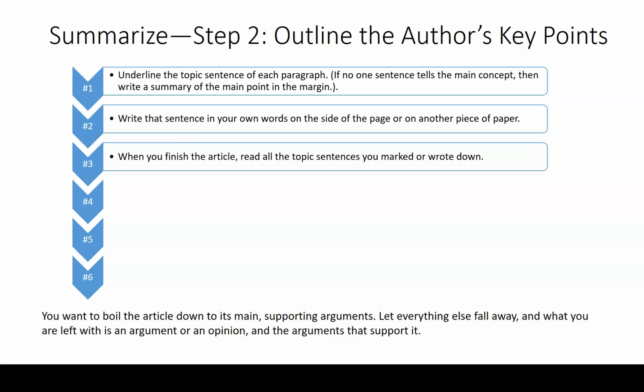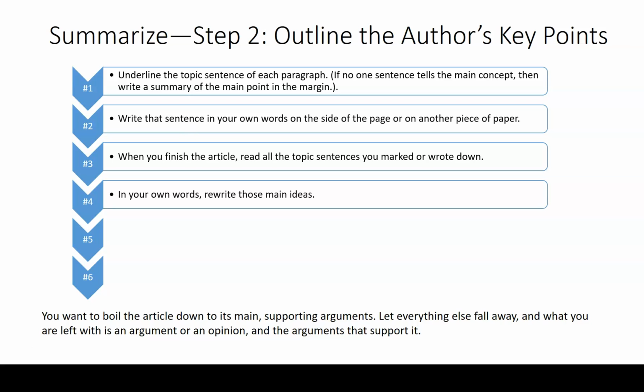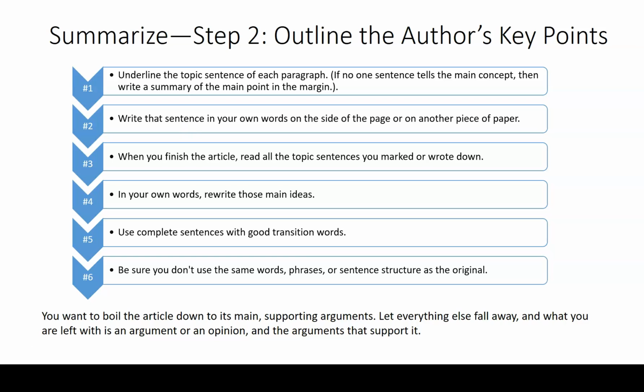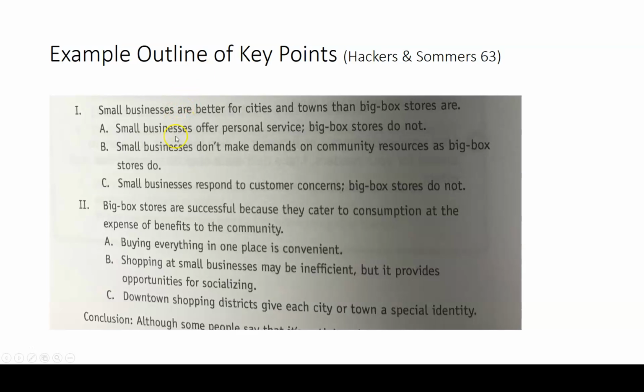When you finish the article, read all the topic sentences you marked or wrote down. And in your own words, rewrite those main ideas. Use complete sentences with good transition words. And be sure you don't use the same words, phrases, or sentence structure as the original. And this is from A Writer's Reference, an example outline of key points. So you might want to turn to page 62 or 63 to see how it's set up. Each section has a main point and then lists a few pieces of evidence that are used in that section.